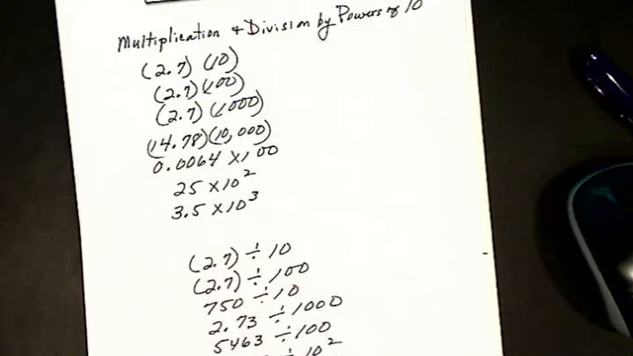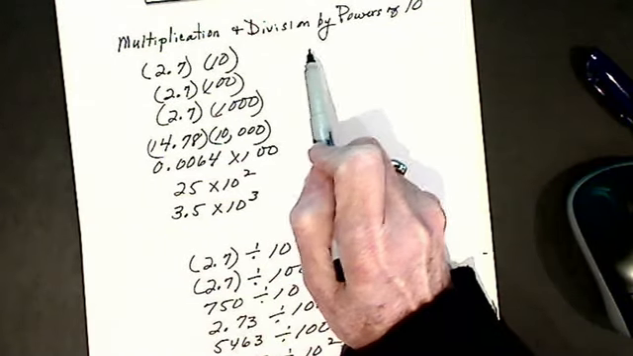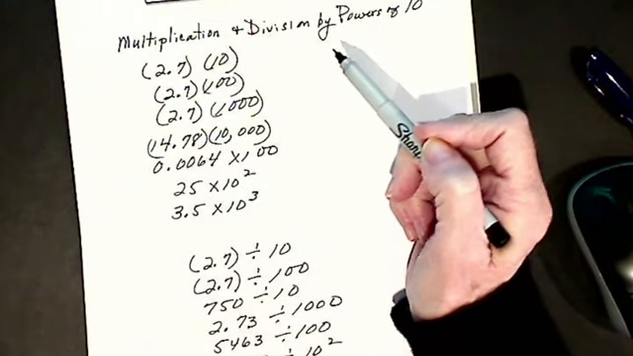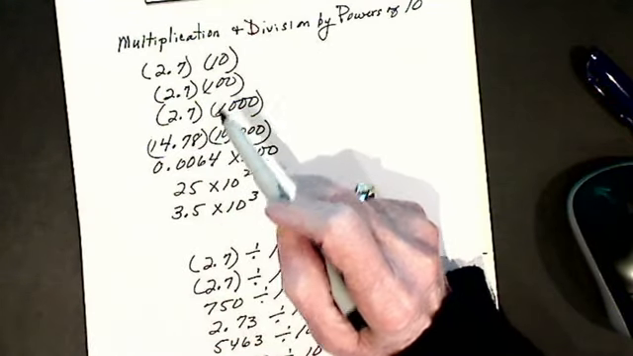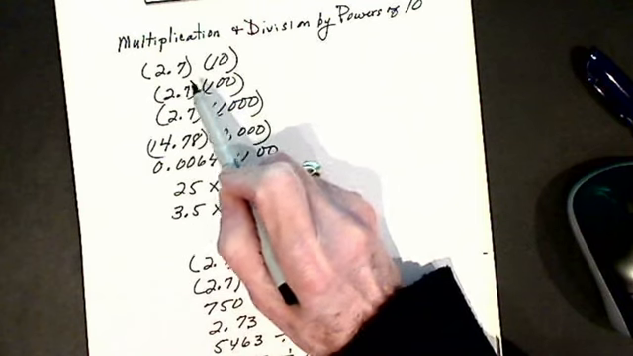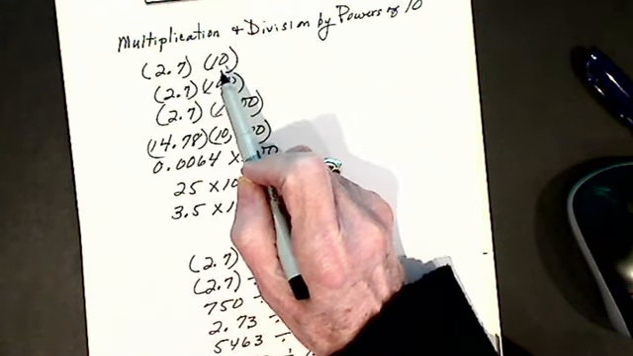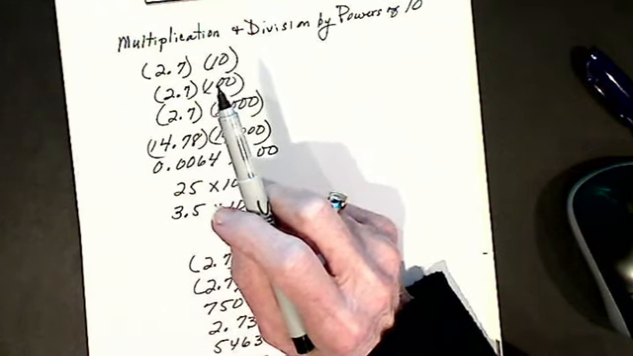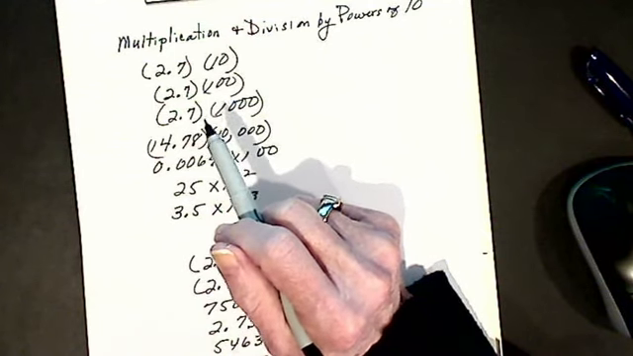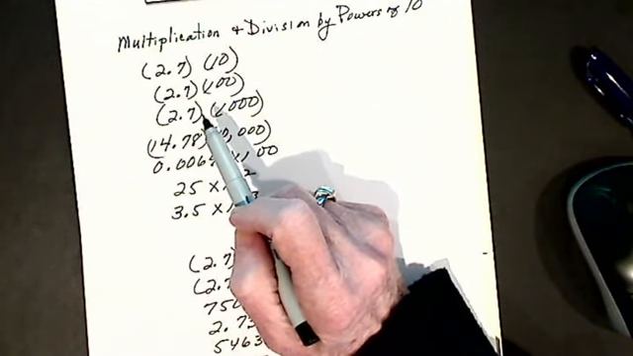I want to talk about one last thing with decimals, because we're going to use this when we discuss ratio and proportion and percents. Multiplication and division by powers of 10. It's an easy multiplication and division. When I multiply by a power of 10, I move the decimal the number of zeros. The only thing that can be confusing is which direction.